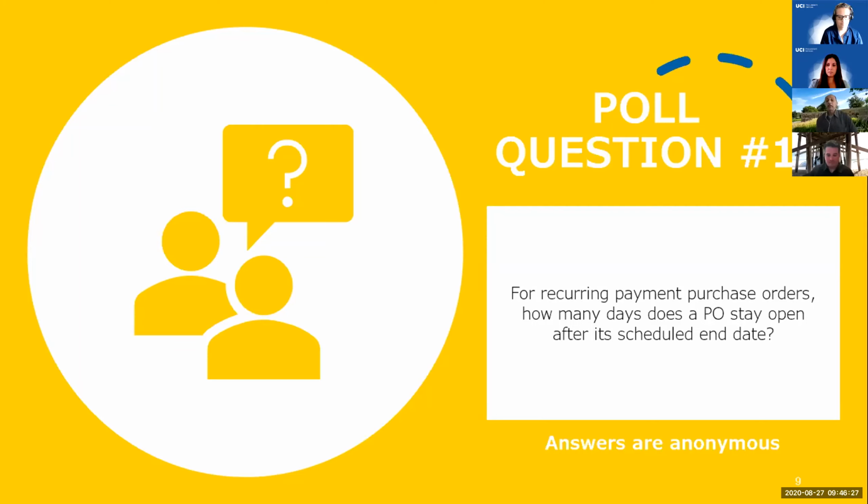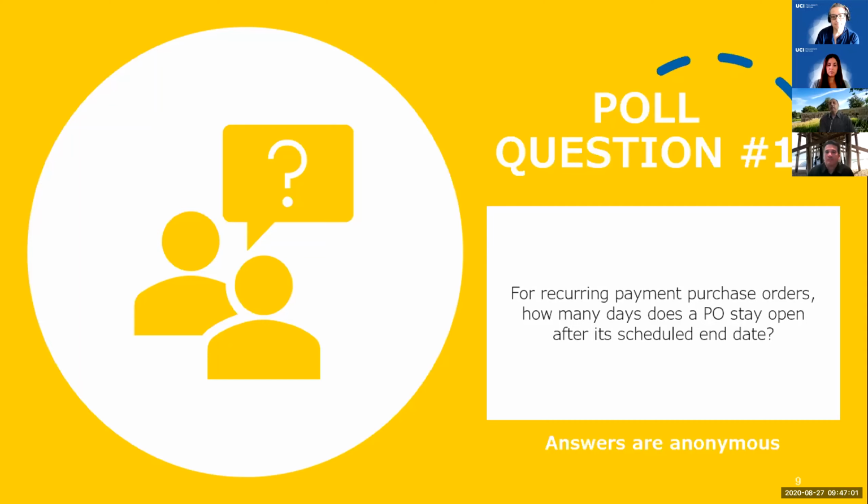So the correct answer to this question, as it stands right now, is that KFS is programmed to keep a recurring purchase order open for up to 45 days from the end date entered in KFS. So if you have a recurring PO with an end date and the supplier did not invoice you within 45 days, or you did not finish making the payments to the supplier within that time period, the PO will close.